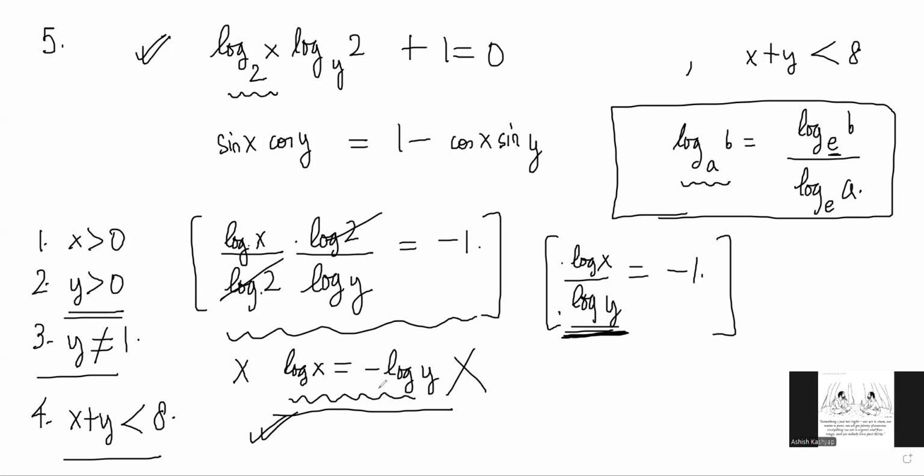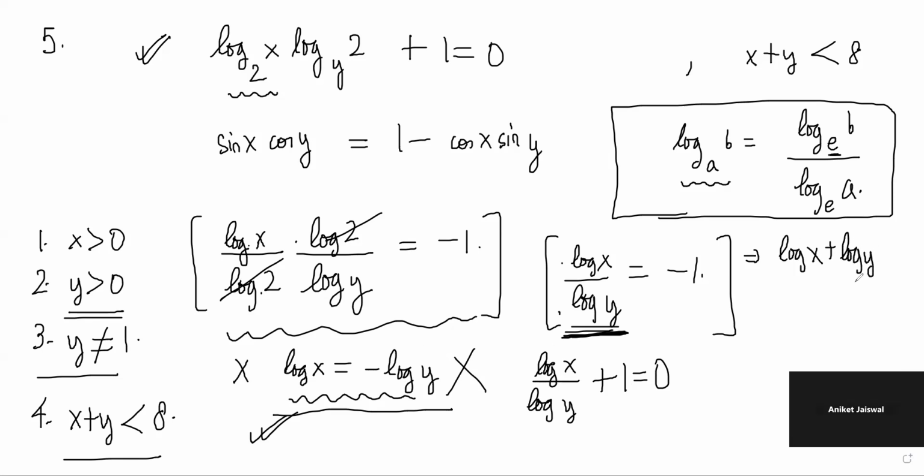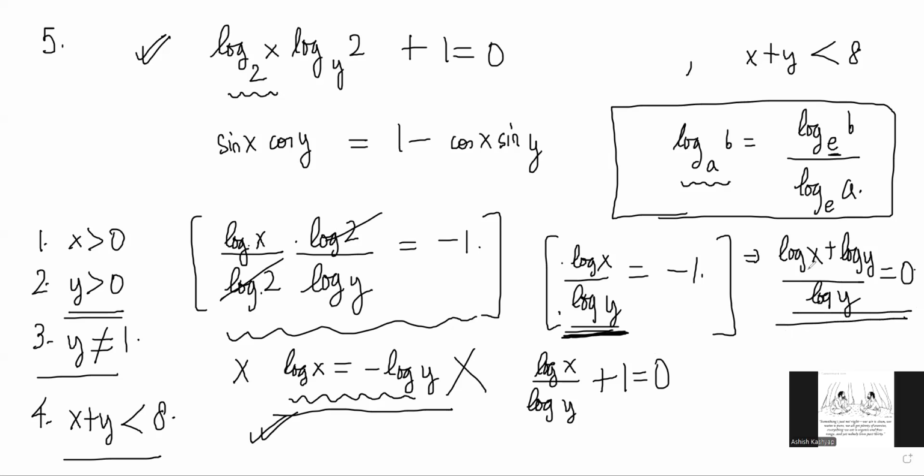For now, it's fine because ultimately it's an equation. So both the things are equal. So you can do it like this and say log x plus log y by log y is 0, right? So finally you are ending up with the same thing. Log of xy is equal to 0 has to happen for this fraction to be 0. That means xy has to be 1, right?